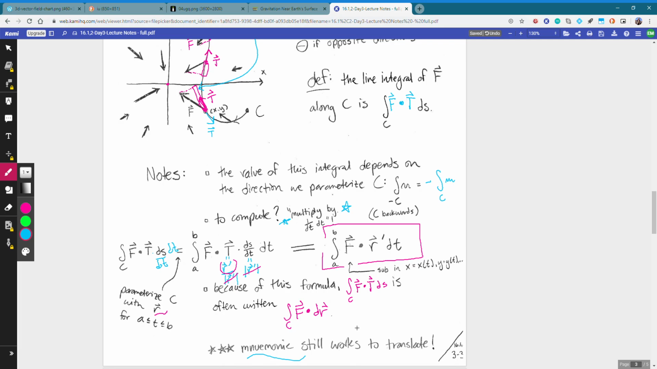All right, just go along with me here. If we follow our catchphrase and multiply this by 1 over dt dt, then what we're staring at is exactly what we need to be computing: F dot the derivative of our parametrization with respect to t. And that's exactly what this is. So our mnemonic still works. All right. Let's now check out an example and see how this works out in practice.